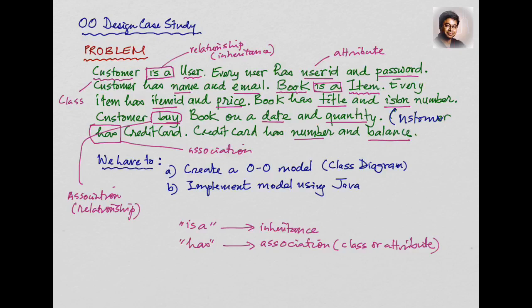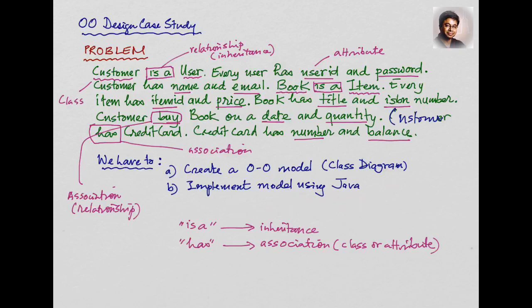Number and balance, understand that credit card has number and balance, these two attributes. Alright, so what we have to do now, when we read this description, we have identified the class, relationship, attribute, everything. What we have to do is create an object-oriented model, that is a class diagram, and once we have the class diagram we can implement using Java.